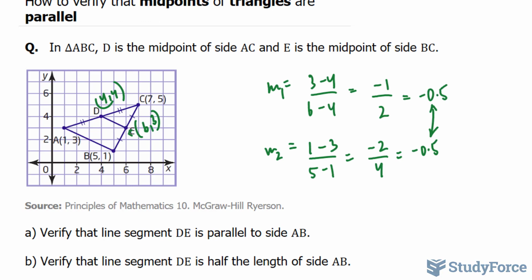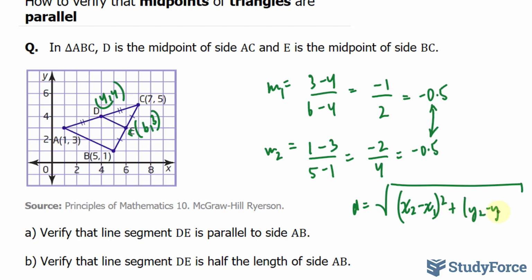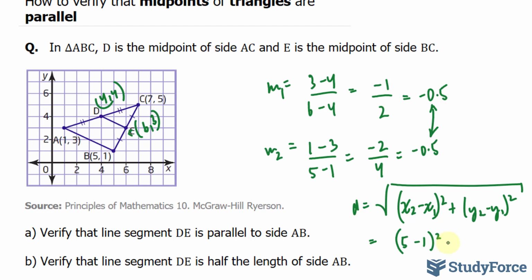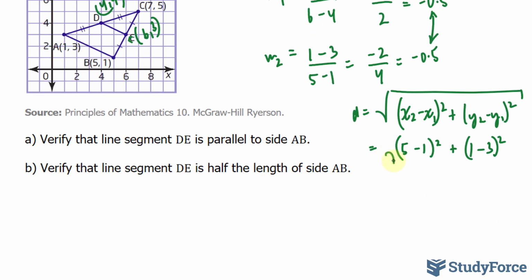Now what we have to do is find out the length of this line segment and the length of this line segment using the distance formula, which looks like this. The distance is equal to the square root of the difference of the x-coordinates squared plus the difference of the y-coordinates squared. The coordinates for AB give 5 minus 1 squared plus 1 minus 3 squared, and we'll square root that. So we have 5 minus 1 is 4 to the power of 2, plus 1 minus 3 is minus 2 to the power of 2.